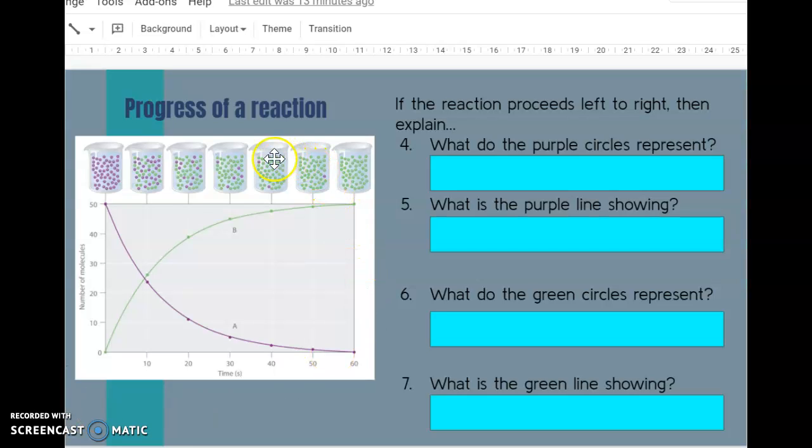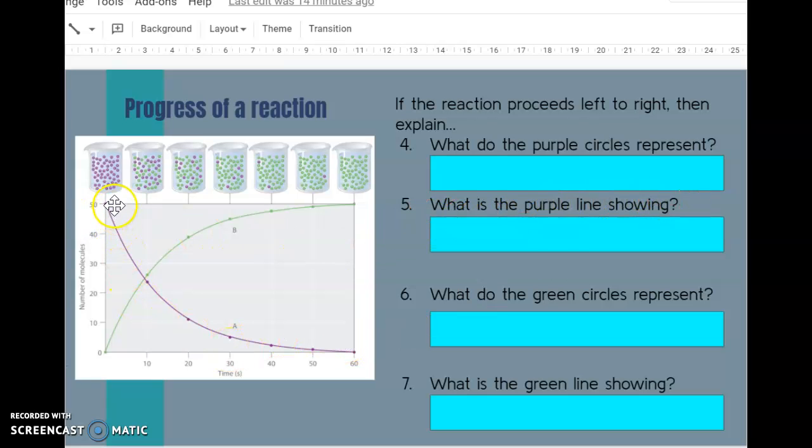On slide 5, we're going to use this chart to look at how a reaction progresses over time. This is over 60 seconds, so number of molecules over 60 seconds. If it's going from left to right, what do the purple circles represent? Here your purple is what you start with. Over here is what you're ending with on the right-hand side. So what is the purple representing if that's what you start with? What is the purple line showing?